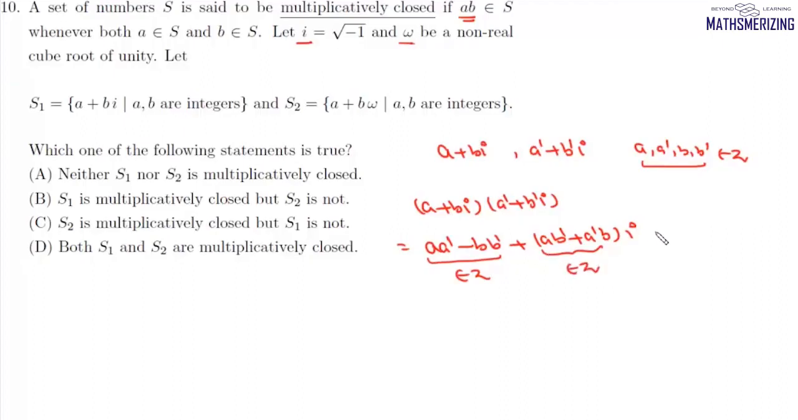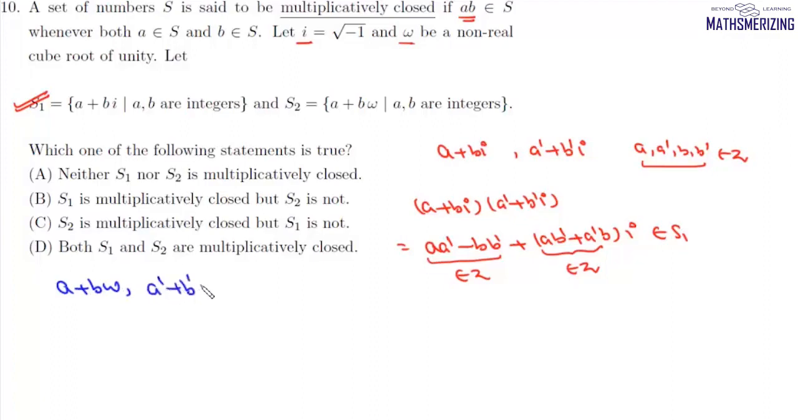That means their product belongs to S1. So clearly S1 is multiplicatively closed. Now what about S2? Again we'll consider two numbers in S2, say a plus b omega and a dash plus b dash omega, where a dash and b dash are integers.